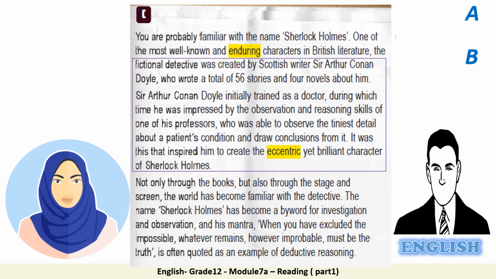The fictional detective was created by Scottish writer Sir Arthur Conan Doyle, who wrote a total of 56 stories and 4 novels about him. Sir Arthur Conan Doyle initially trained as a doctor, during which time he was impressed by the observation and reasoning skills of one of his professors, who was able to observe the tiniest detail about a patient's condition and draw conclusions from it. It was this that inspired him to create the eccentric yet brilliant character of Sherlock Holmes.